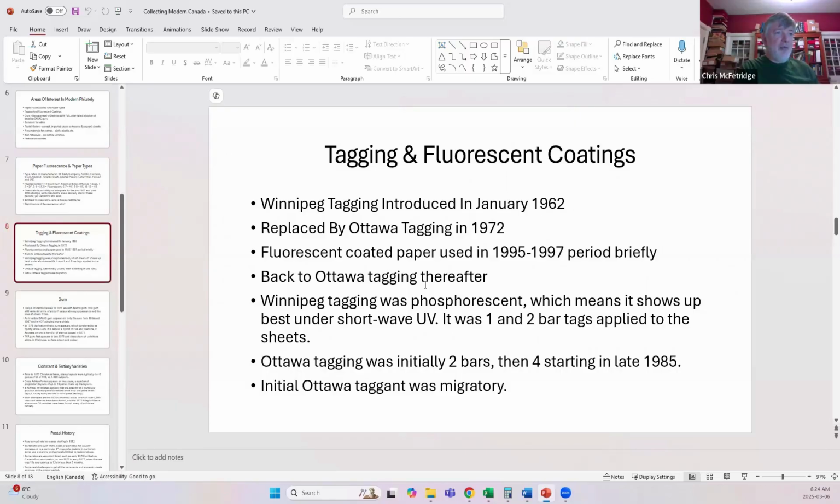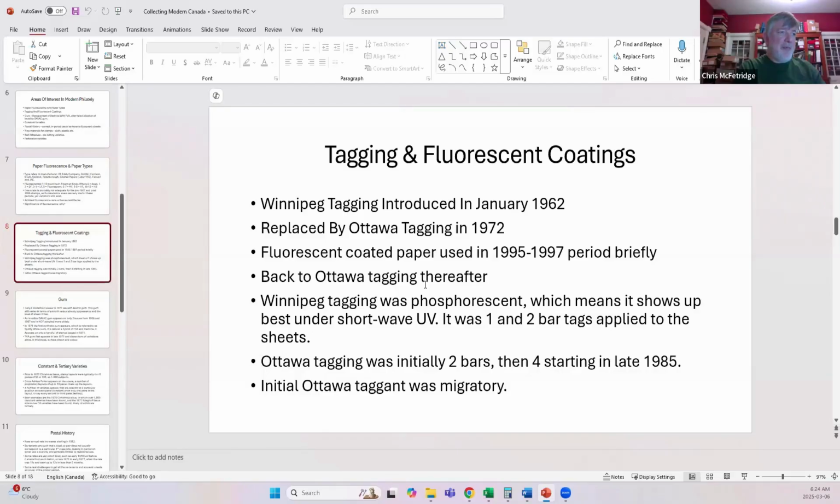For a little while in 1995 through 97, we had fluorescent coated paper, which would be the British equivalent of all-over phosphor. But again, it was fluorescent, so you could see it under normal UV light. And that was for a little while in Canada. We had our stamps produced in Australia, and they were shipped back here. And so the Australian firm is the one that used the fluorescent coating. And then after 1997, it was just gone, and back to Ottawa tagging.